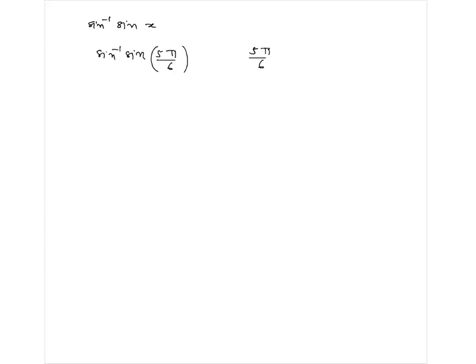It is x if x lies in the first quadrant or fourth quadrant. Likewise, cos inverse of cos x will be x if x lies in the 0 to pi range, or the first or second quadrants. Tan inverse of tan x will be x if x lies in the first or fourth quadrants. Cot inverse of cot x will be x if x lies from 0 to pi, open. Likewise, we can talk of cosec inverse of cosec x and so on.